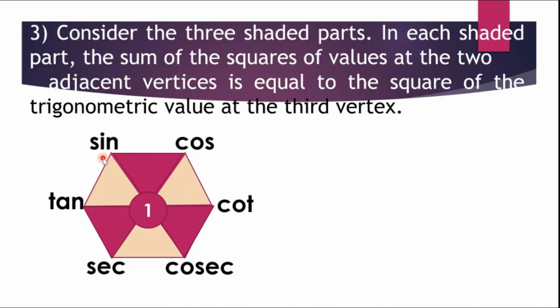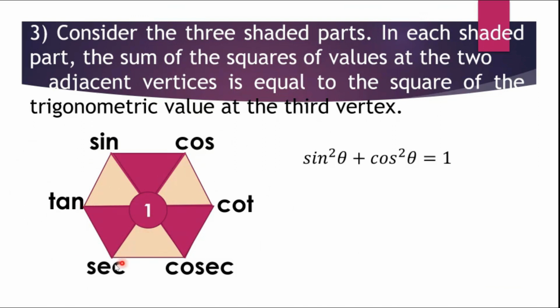So, ang sabi ni rule number 3, the sum of the squares of values at the 2 adjacent vertices. So, sine, cosine, yung magkatabing yan, yung sum daw ng square nilang dalawa ay equal sa square ng pangatlong vertex. Okay? So, ulitin ko, yung sum ng squares nitong dalawang magkatabing vertex na ito ay equal sa square ng ikatlong vertex. So, ibig sabihin, sine squared theta plus cosine squared theta ay equal sa 1 squared or 1. So, sine squared theta plus cosine squared theta is equal to 1.